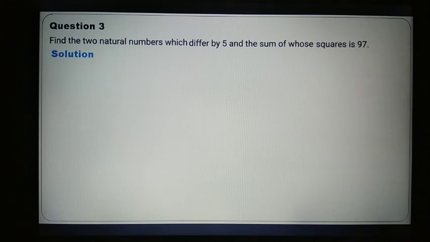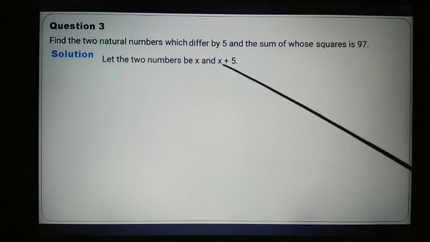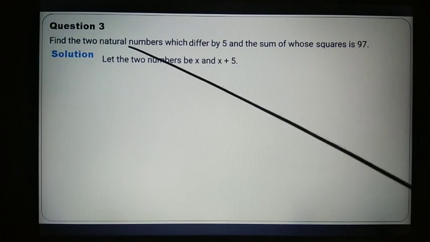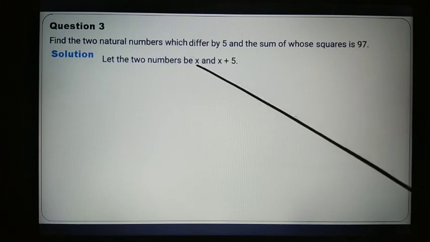Now, if one number is x, then another has to be obviously x plus 5, because the difference between the 2 numbers is 5. So I'm calling the 2 numbers x and x plus 5. According to the question, the sum of the squares, that means x square plus (x plus 5) whole square, is going to be 97. And again, this is a problem which we have already seen. Here it is said that the numbers are natural numbers. That means the value of x has to be a positive whole number. Please remember that. If you get a negative, then you have to discard that part.